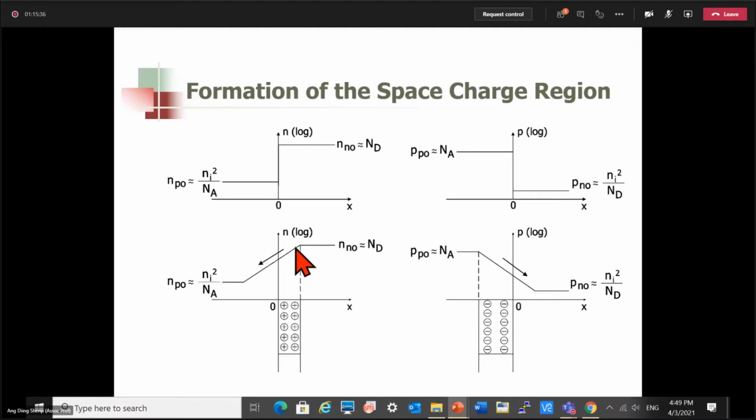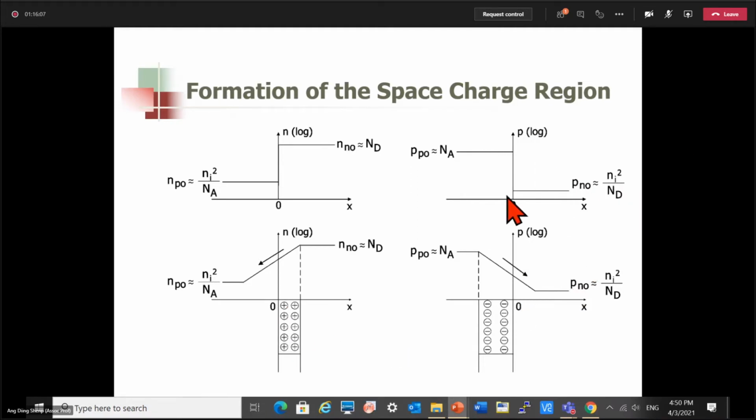But after the electrons have left the N region and diffused over to the P, what you have behind would be the positively charged donor ions, right? So the electron concentration has decreased. Now you have a net positively charged region appearing here, and the positive charges inside this region are the positively charged donor ions. Okay, so remember this.